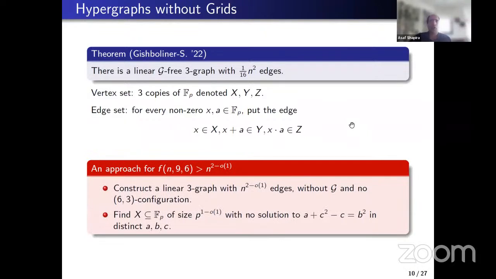And this suggests a natural approach for proving the lower bound for the 9-6 configuration. To do this, it's enough to construct a linear 3-graph with the required number of edges and no grid and no 6-3 configuration. And we also observed that to do this, it's enough to find a subset of F_p of size p^(1-o(1)) with no solution to the quadratic equation a plus c squared minus c equals b squared in distinct a, b, c. Whether such a set exists is an open problem.